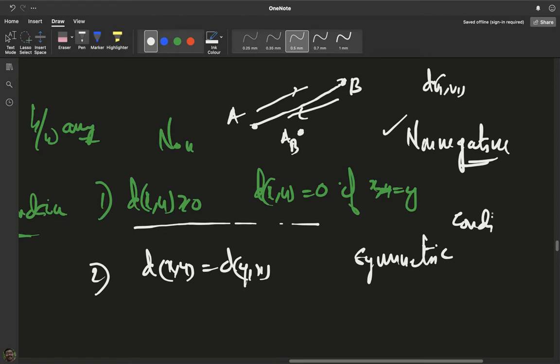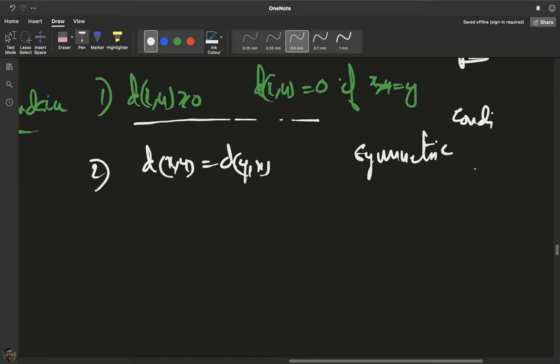So the first condition is non-negativity, the second one is the symmetric condition, and the third condition is very important. That is basically a geometrical idea.